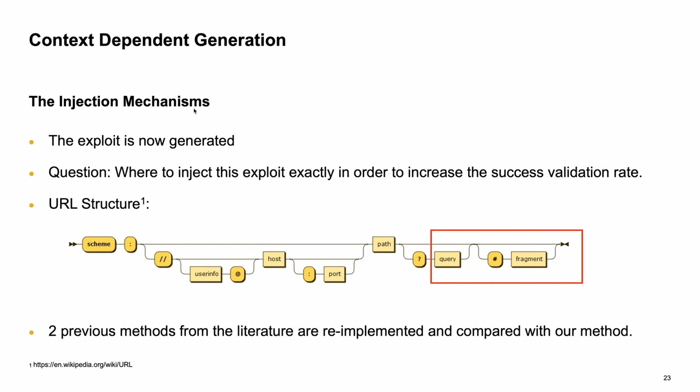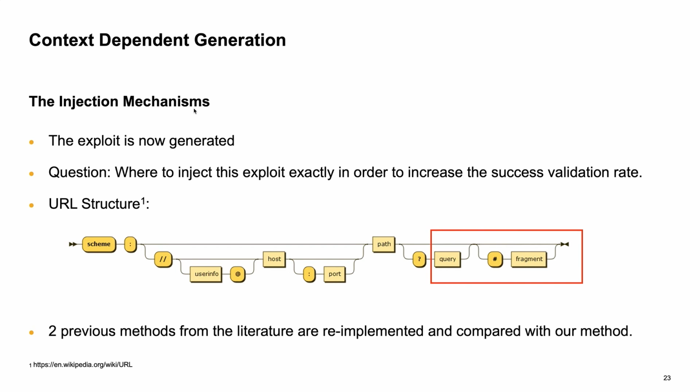Okay, now that we have an exploit generated, the question is where to inject this exploit exactly to increase the success validation rate. In this paper, we are only considering the URL sources, and you can see from the diagram here that the relevant parts for URL injection are the query and the fragment, because otherwise, if we inject the exploit into another place, the URL will be redirected to another location than the one that we are interested in.